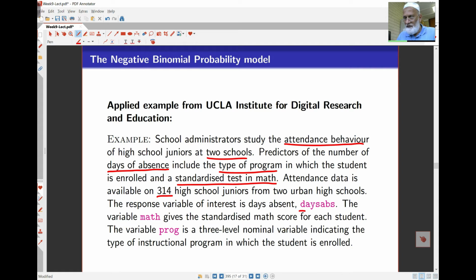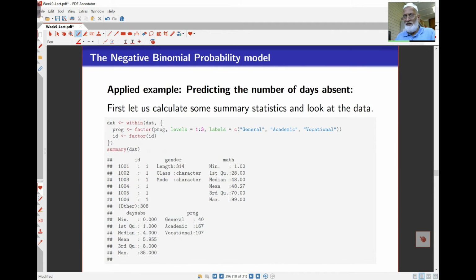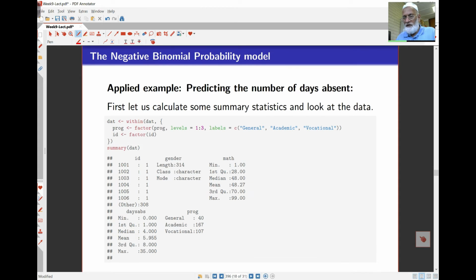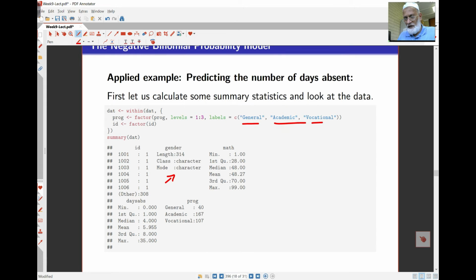The response variable is available as days absent. And the variable maths gives the maths mark. And the variable program, prog, gives the 3-label nominal variable indicating type of instructional program. So we can take a look to see what's going on here. We've got the data here. What we've done is we've defined the program not just by the levels 1 to 3, but given it names here: general, academic, and vocational. And we have made the ID into a factor because ID is just the number 1 to 308. So gender here is just, as you'd expect, male, female, maths mark, days absent, and the program.